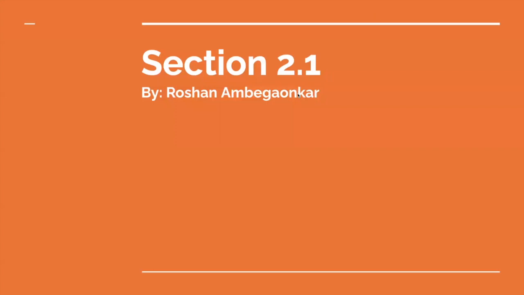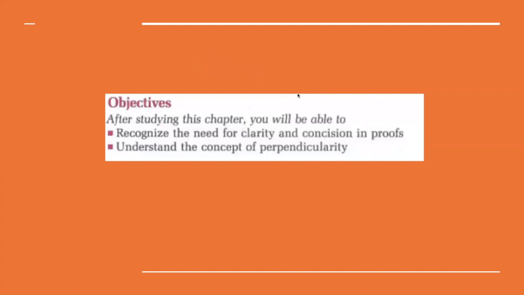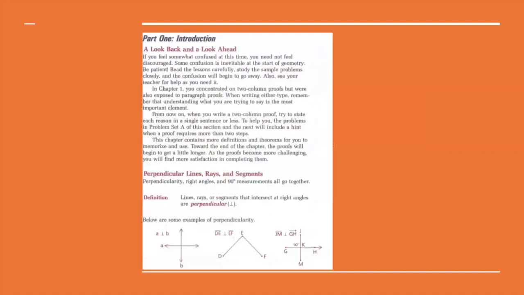Section 2.1. The objectives of this section are recognizing the need for clarity, conclusion, and concision in proofs, and understanding the concept of perpendicularity. In Chapter 1, we concentrated on 2-column proofs, but we were also exposed to paragraph proofs. From now on, we will only use 2-column proofs and try to state each reason in a single sentence or less. The point of this section is to help you do that with many problems and hints.